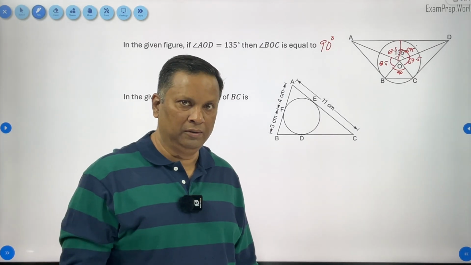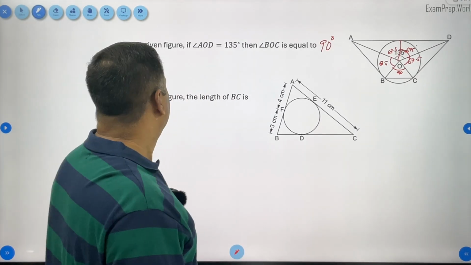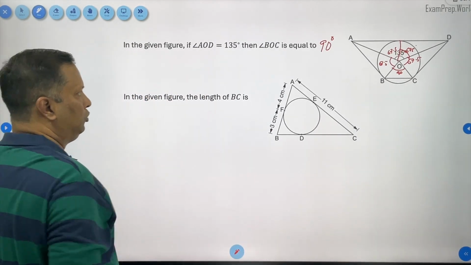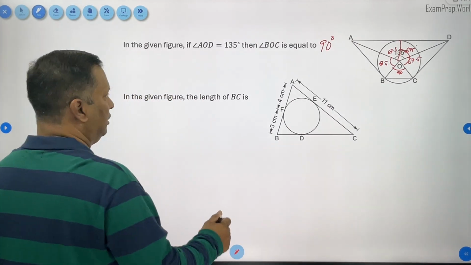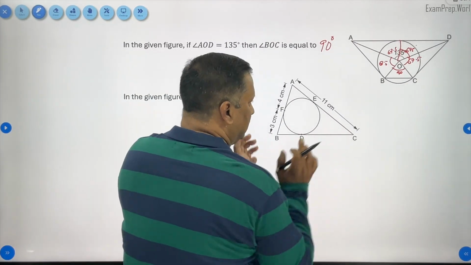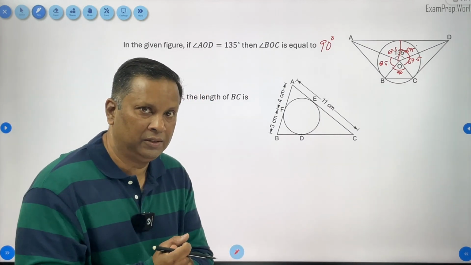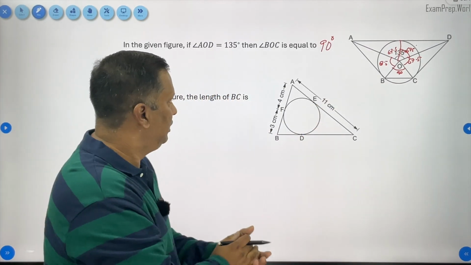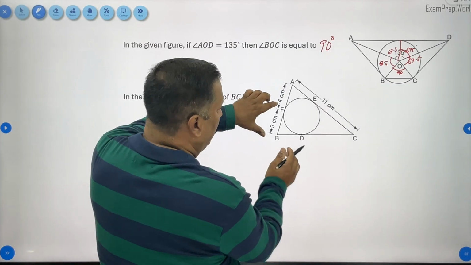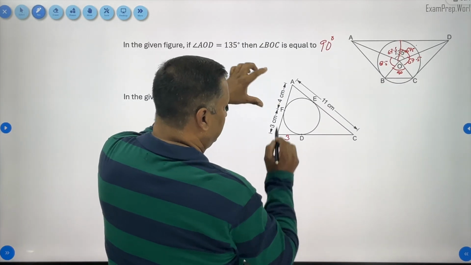I hope you have got it. Easy. Now in this next question, there are tangents. They are asking us the length of BC. How do we find this? We will use that two tangents to a circle are of equal length. Okay. So if this part is 3, this will also be 3, correct?